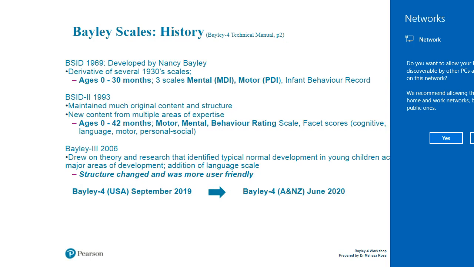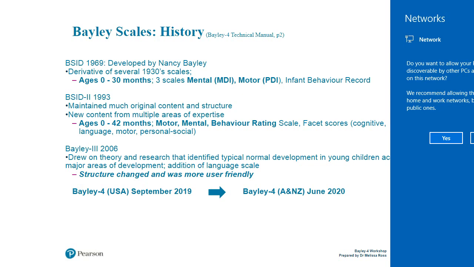So where did this tool start? In 1969, Nancy Bayley, a psychologist, looked at the unfolding patterns of development. She developed the original Bayley scales with an age range of 0 to 30 months. It included 3 scales: mental, motor, and behaviour. In 1993, the scale was revised. The age range was extended from 30 to 42 months. It incorporated theoretically based concepts including object permanence, recognition of novelty, memory, etc.